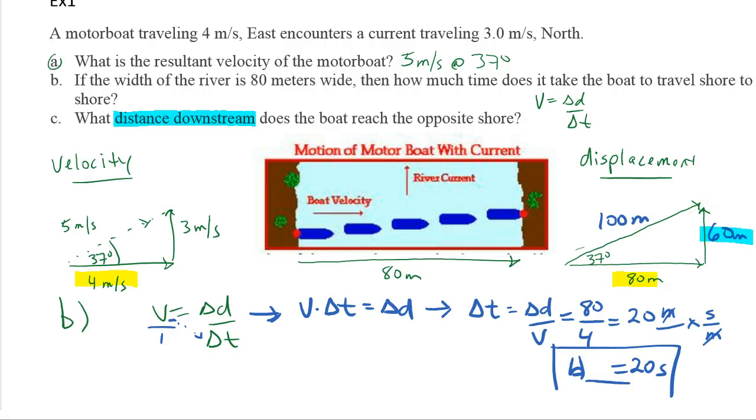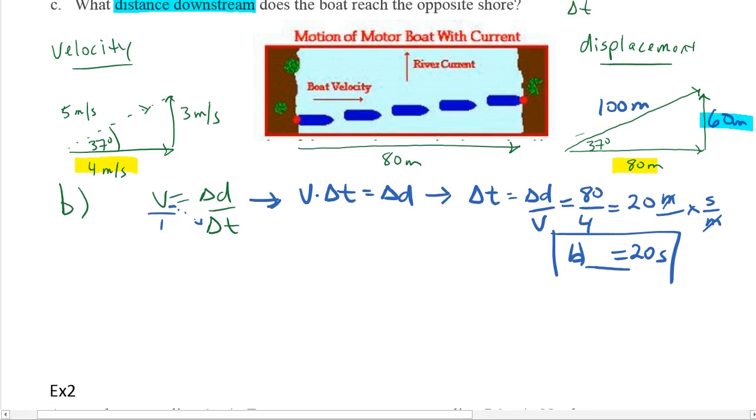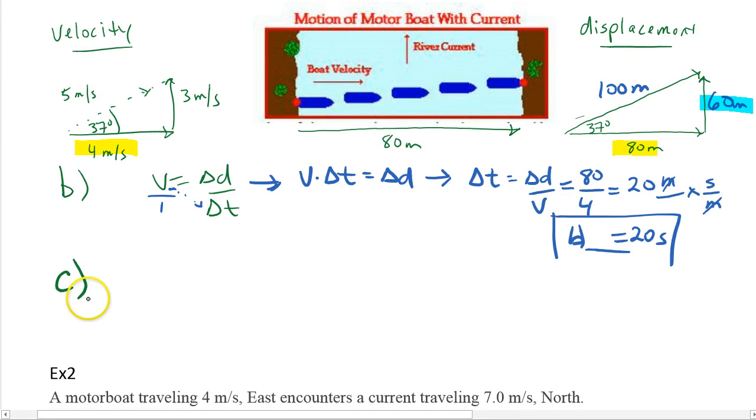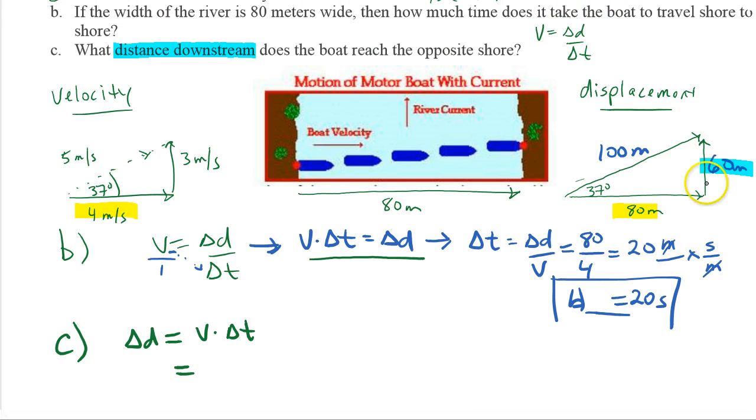Now if you weren't comfortable just doing the similar triangles type of solution, here you can say C. Again, what distance downstream? It'll be this version of the formula. Delta D is the distance downstream, multiplied by how quickly it was moving in that direction, multiplied by how much time. So let's pretend we don't know what the 60 is. This is the direction of the displacement, because this is down the stream, and this is how quickly they were moving downstream. It's the current. So 3 times 20 is going to be equal to 60 meters. And there is our answer.